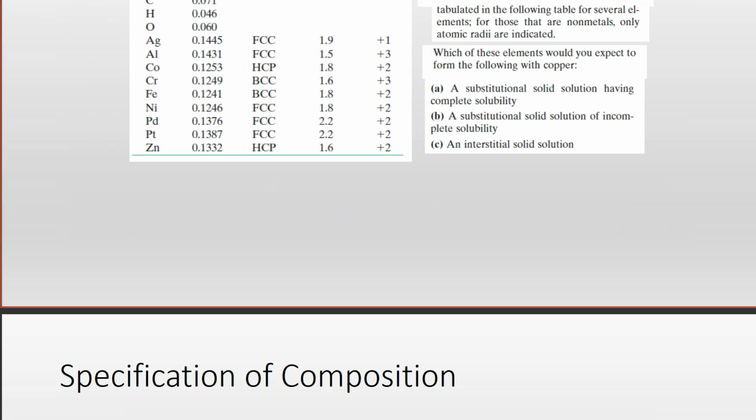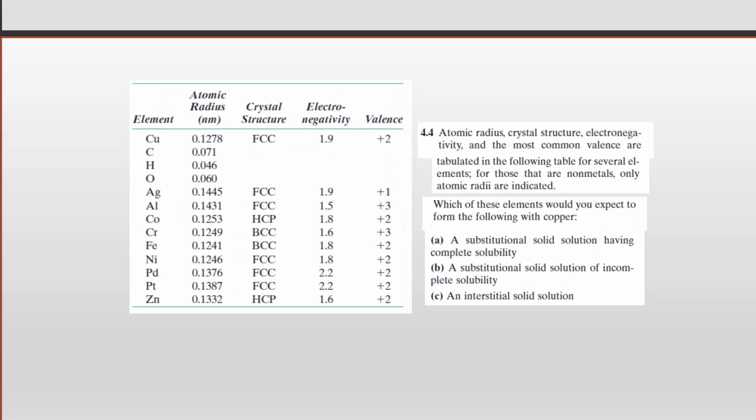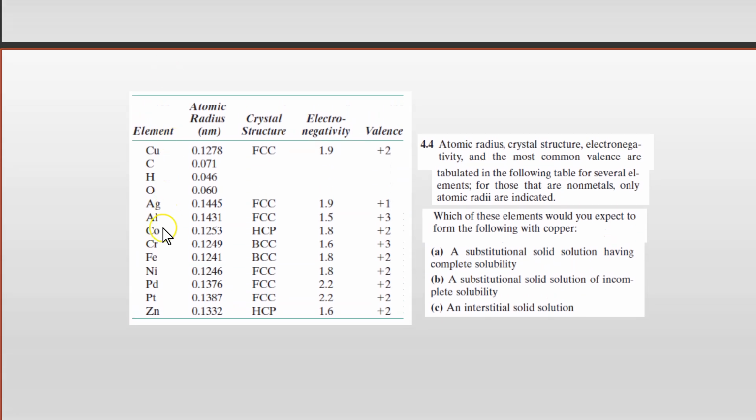So we can apply that to making some predictions. Here we have some elements, their atomic radii, their crystal structure, the electronegativity, and their valence. In this question, the atomic radius, crystal structure, electronegativity, and the most common valence are tabulated in the following table for several elements. And those that are non-metals, only atomic radii are indicated. Which of these elements would you expect to form the following with copper?